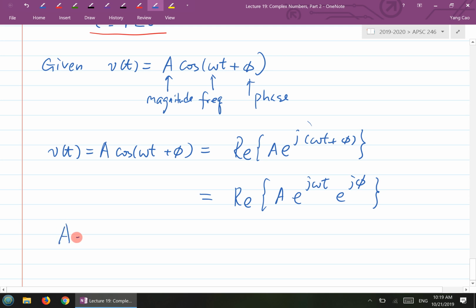So this a e to the power j phi, according to my notation, I can write as a angle phi. And this is the so-called phasor, a new concept called the phasor for v of t. Okay, it's a phasor.